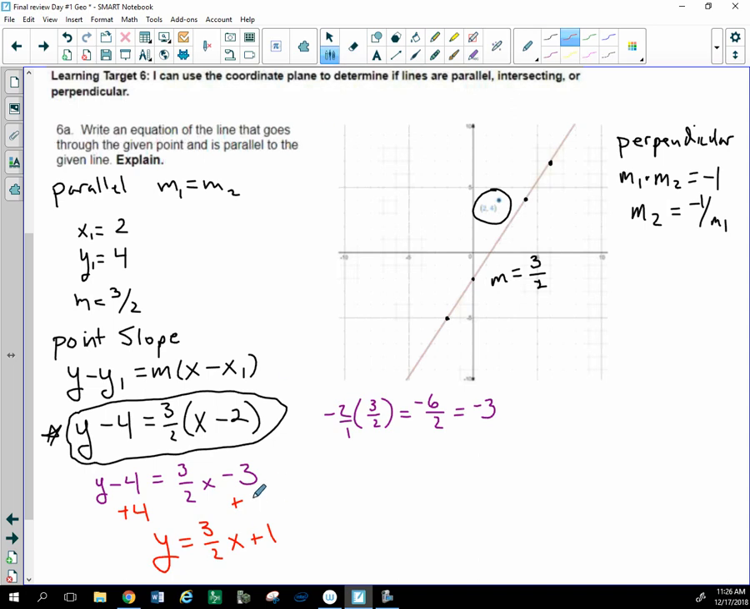If it was perpendicular, the only thing I would do differently is, instead of substituting in the slope of 3/2, my slope 2 would have been negative 2/3. I would have used the same point and that slope, and I would have gotten the equation of my perpendicular line, because that could be a question as well. So this concludes page 3.